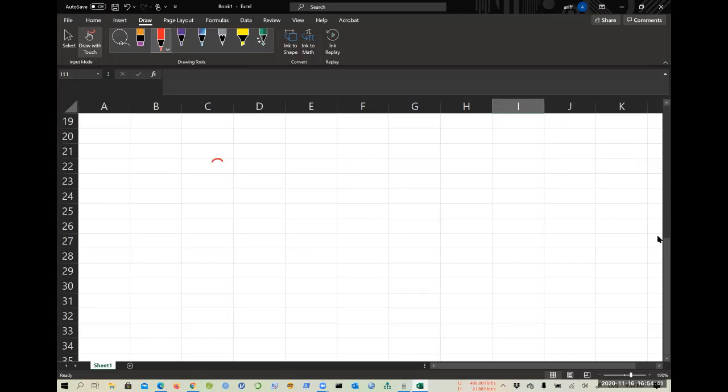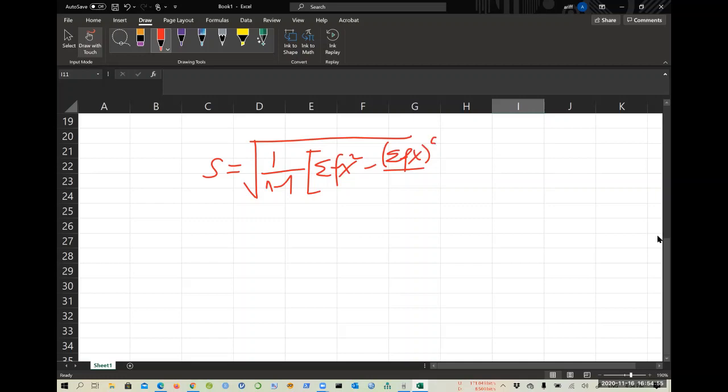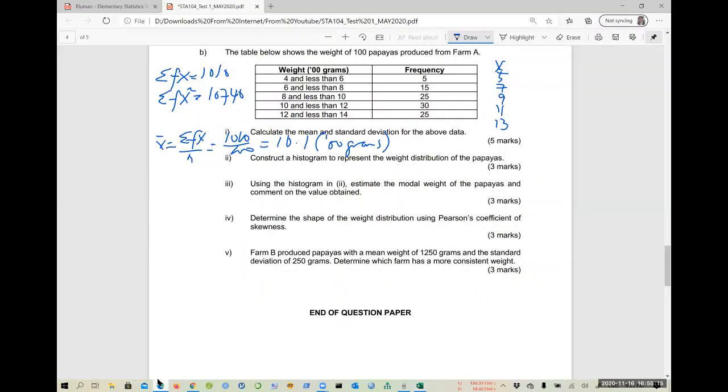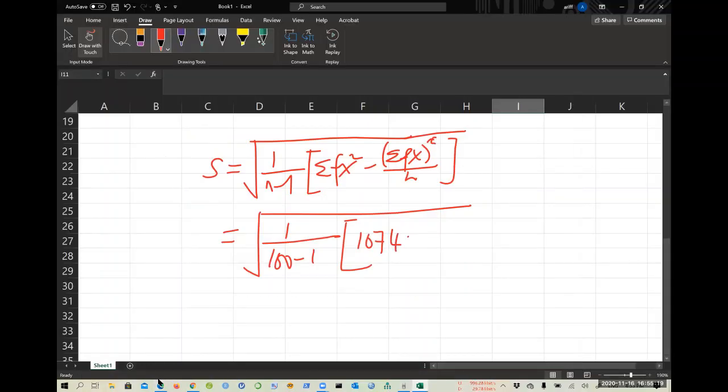You have S is equal to the square root of 1 over n minus 1, and then summation of fx square minus summation of fx square divided by n, close bracket. So substitute the value, you get the square root of 1 over 100 minus 1 multiply with 10740 minus 1010 square divided by 100. Calculate this one. You can get the answer from your calculator.